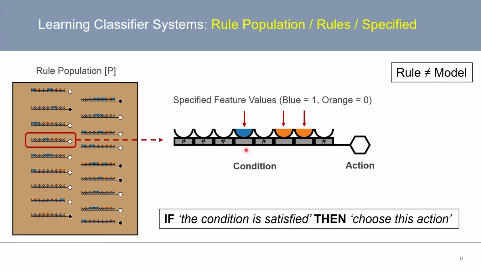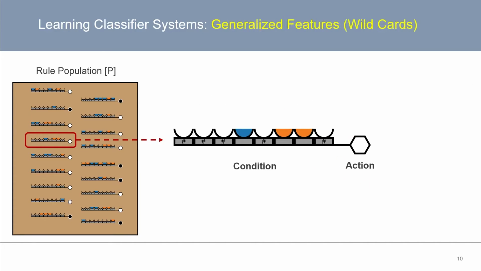If the 4th feature has a value of blue, and the 6th and 7th features have a value of orange, then the predicted class is white. Next, let's talk about the features in the dataset that were not specified in this rule. These are represented by empty half circles, with a hashtag in the gray boxes below them. Traditionally, LCS algorithms have used the hashtag symbols to represent wildcards in a rule, where the wildcard will satisfy any possible value for that given feature.